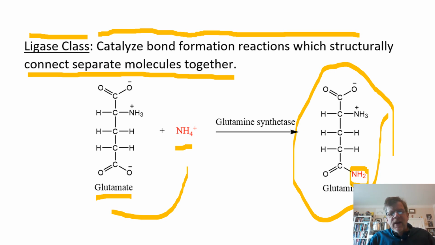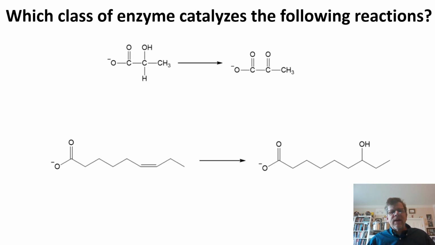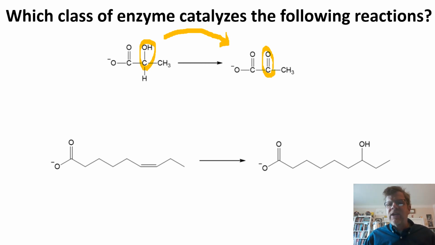So the real question is, what sorts of questions might you be asked on a test or a quiz or an exam? We could look at a couple of different reactions here and ask which class of enzymes catalyzes the following reactions. On this top one, going from reactant to product, while a lot of the structure remains the same, what once was an alcohol, OH, becomes a carbonyl group, C double bond O. That is by definition an oxidation because we have gained a C-O bond and lost a C-H bond.